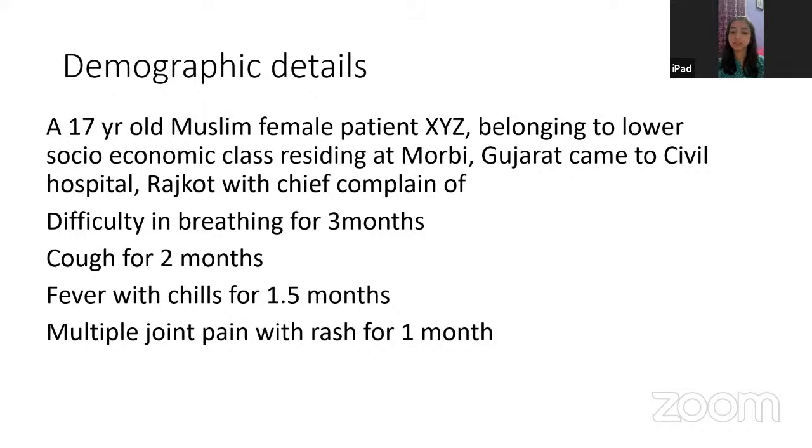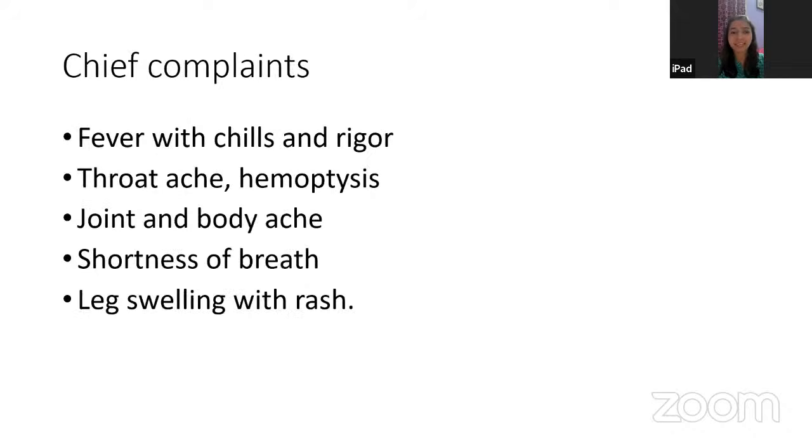I'm not aware of the term. It is Jaccoud's arthritis. Okay. Jaccoud's arthritis. Right. Now you can move ahead, Jaimin. Next slide. This is about the chief complaints. It is fever with chills and rigor, throat ache, hemoptysis, joint and body ache, shortness of breath, leg swelling with rash.